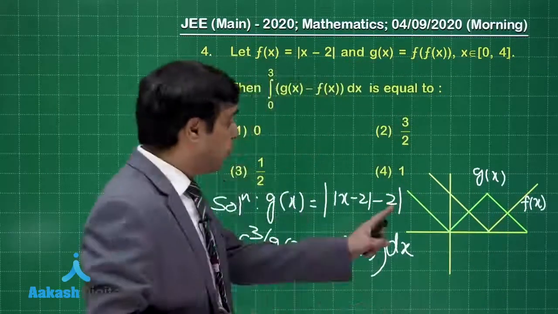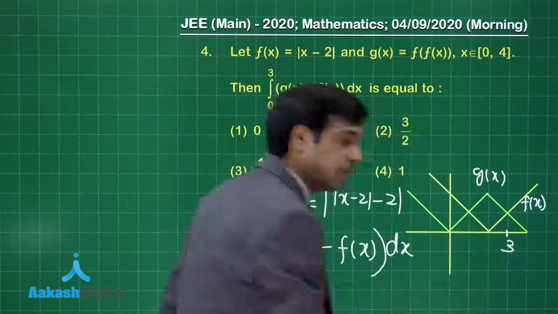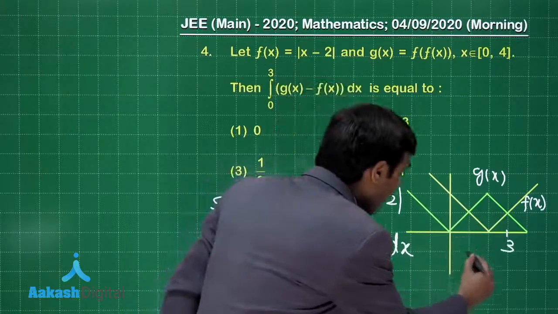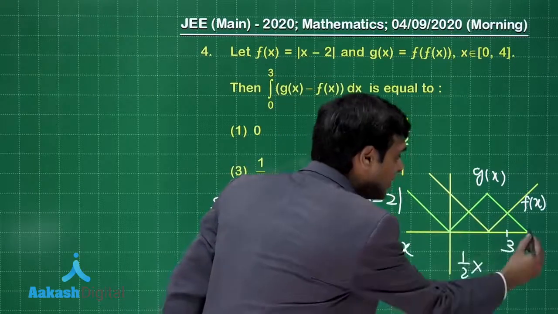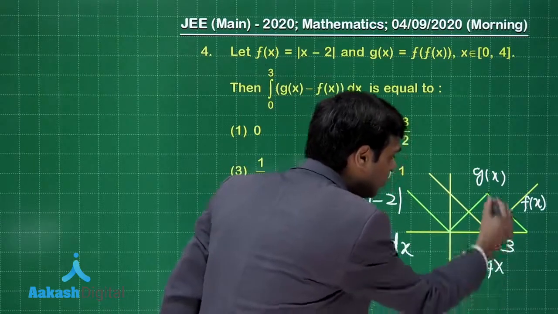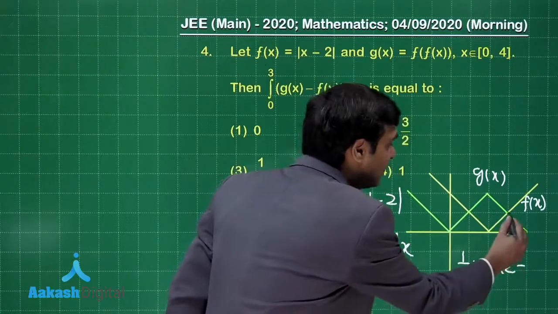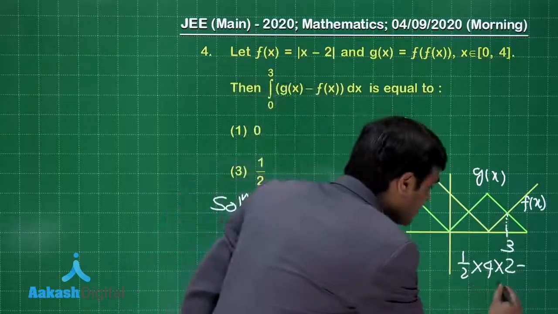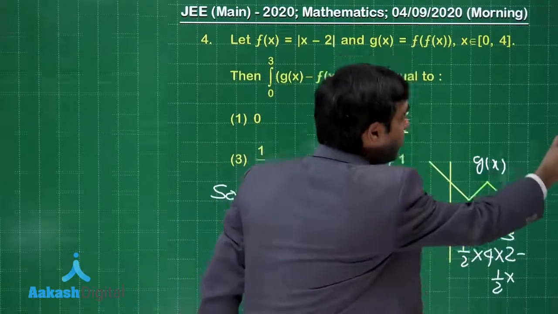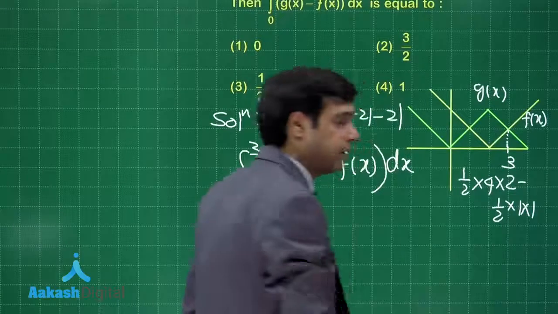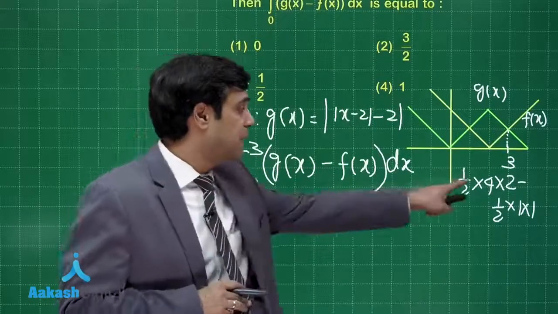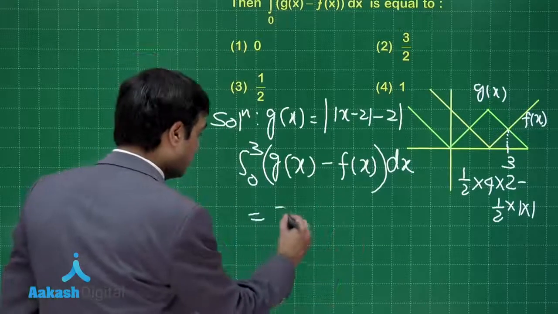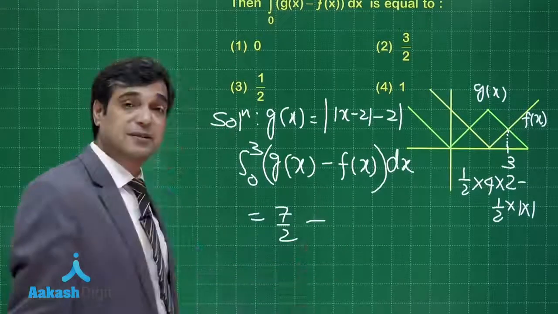Correct? So 0 to 3 meaning till this point. When you find the area, what is this? This is half into this portion, meaning 4 into this height, minus this particular portion. Correct? Which portion? This is half into 1 into 1. So we observe it is 8 by 2 minus 1 by 2, that is 7 by 2. I'm sure this part is clear.